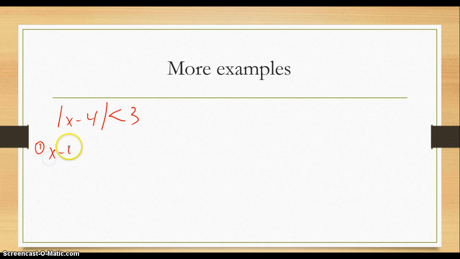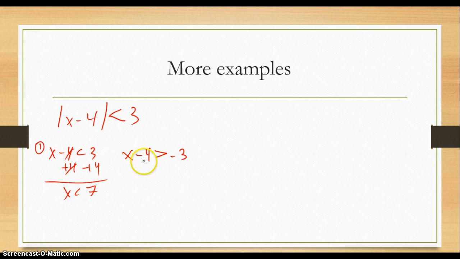So we have x minus 4 is less than 3. And then x minus 4 is greater than negative 3. Notice how I flipped the sign and the value of that. So let's get x by itself. Add 4 over. x is less than 7, and x is greater than 1.